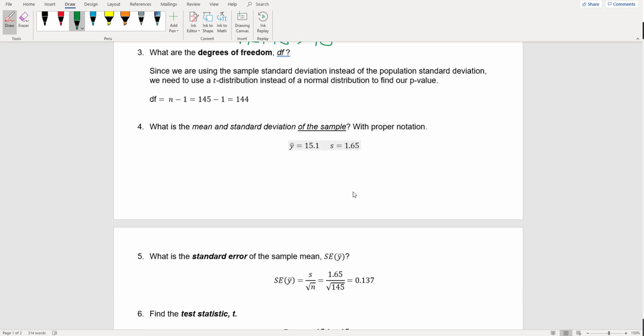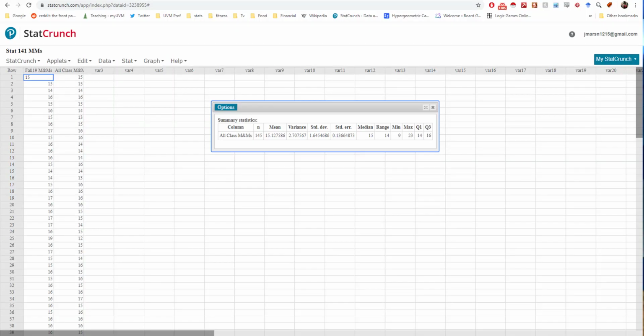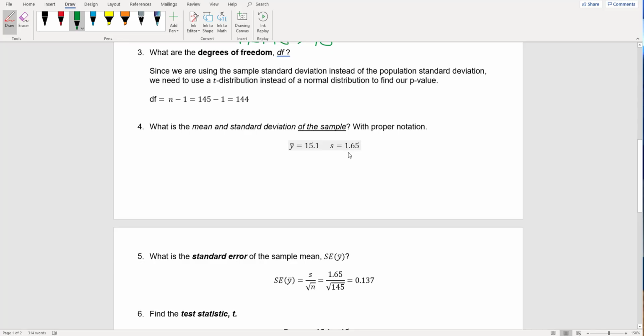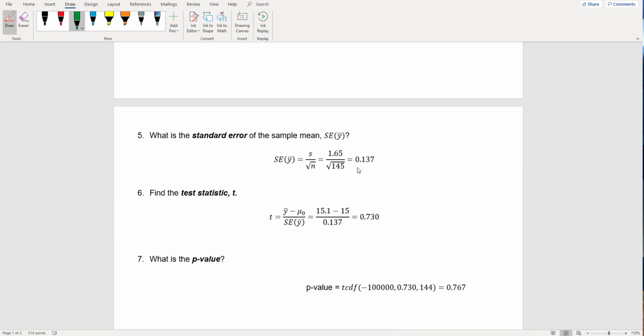The next thing we need to do then is calculate our test statistic. In order to get a test statistic, we need our sample statistics. So we need our sample mean of 15.1 and our sample standard deviation of 1.65. And we get those numbers from the data. We have 145 bags that people have opened up. We calculate the mean and the standard deviation. And according to StatCrunch, our standard error should be about 0.137. So the statistics, in something like a quiz or an exam, I would just give you, but here, since we have the data, we can use StatCrunch to calculate it.